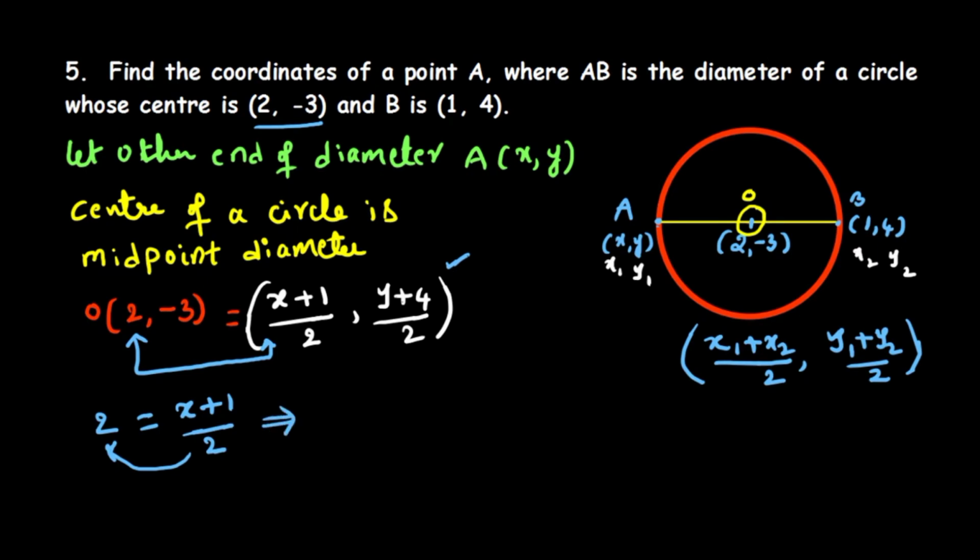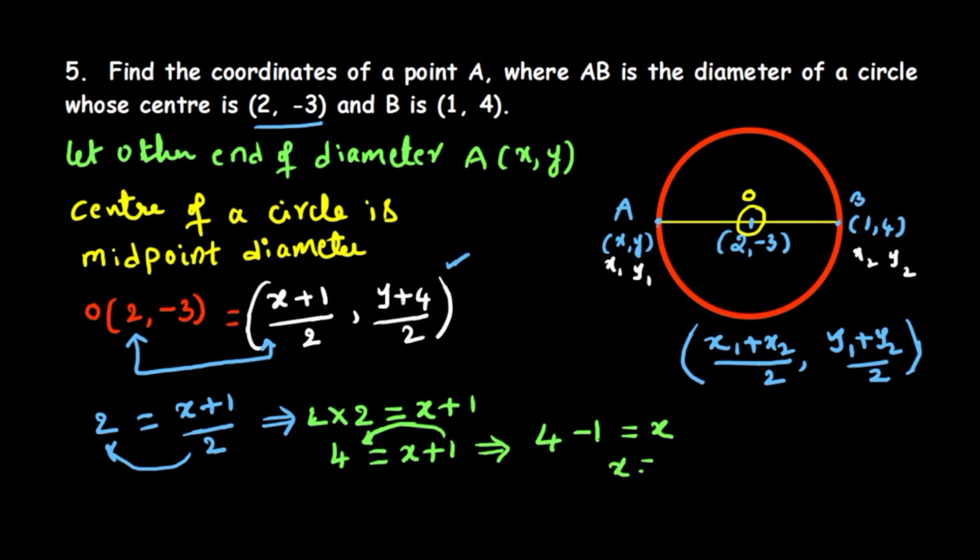Then we get 2 into 2 equal to x plus 1. So 2 into 2 is 4, equal to x plus 1. Now we can transpose the 1, then we have 4 minus 1 equal to x. So x is equal to 4 minus 1, which is 3. So one of the points, the x value, is 3.